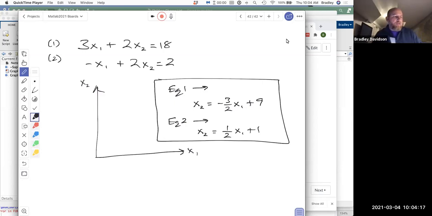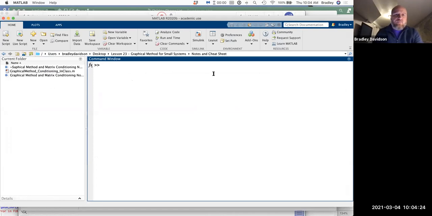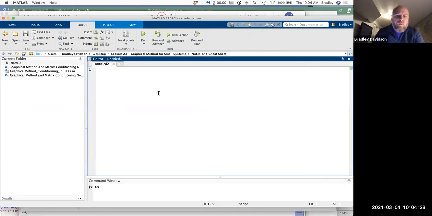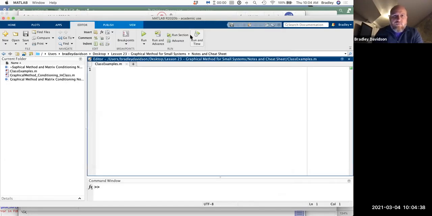And so open up your MATLAB and let's go plot those. To open up a new script, let's just save it as something, so class examples. For this, let's do the clear all, close all. And then for this first system, we need to define our domain for x1. I want you to use a domain from 0 to 6. So linspace 0, 6, put 100 points in there, and this will be our x1.